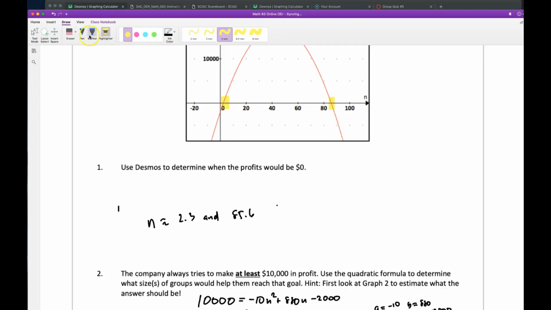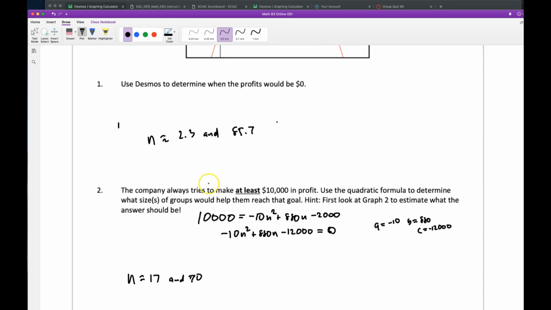85.7, if that is what I should be putting in right here, not 85.6. So that's a 7 to 1 decimal place, and those are those numbers there. Now you read the next question.